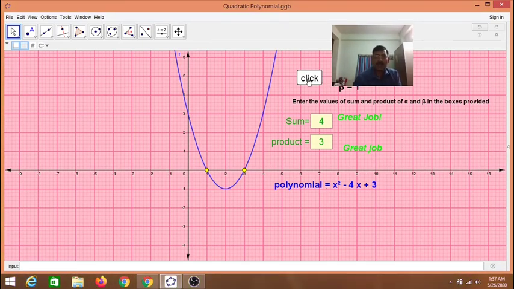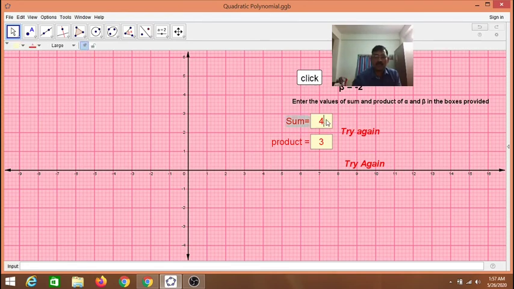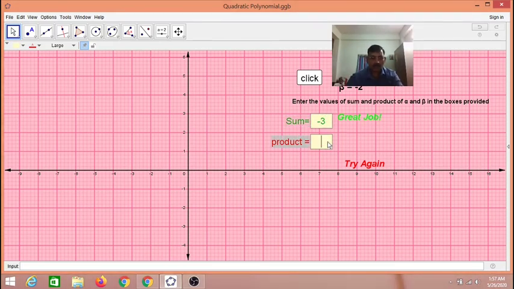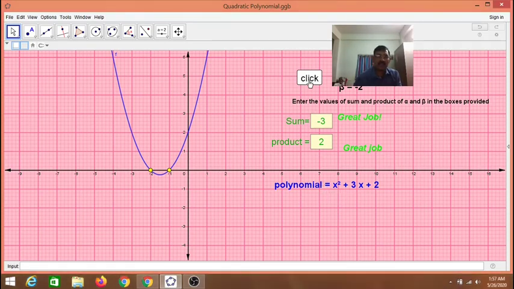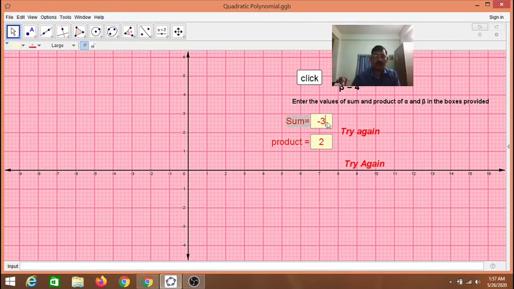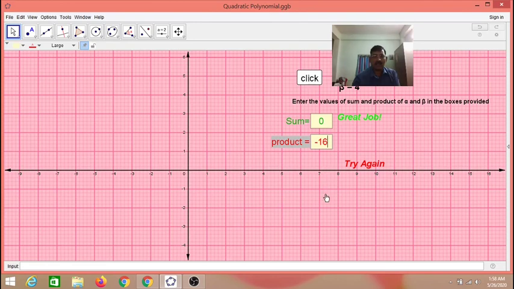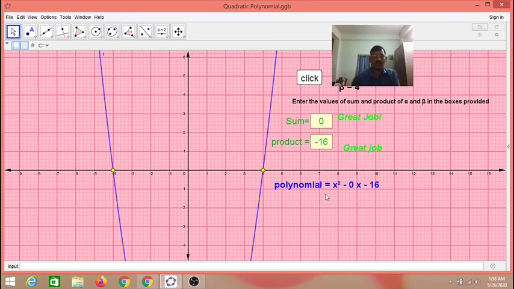Like this, randomly every time you can go for minus 1 and minus 2, then the sum will be minus 3 at that time, and the product is 2. Now you can see a polynomial which is formed like x square plus 3x plus 2. Here you observe the signs of sum and product, how they are written in the polynomial. Like this we can continue, for example minus 4 and 4, then the sum is clearly 0 and the product is minus 16, right? Then just see what the polynomial is.